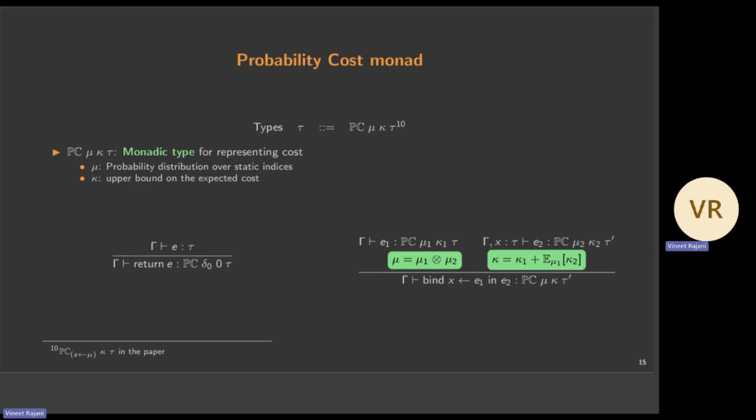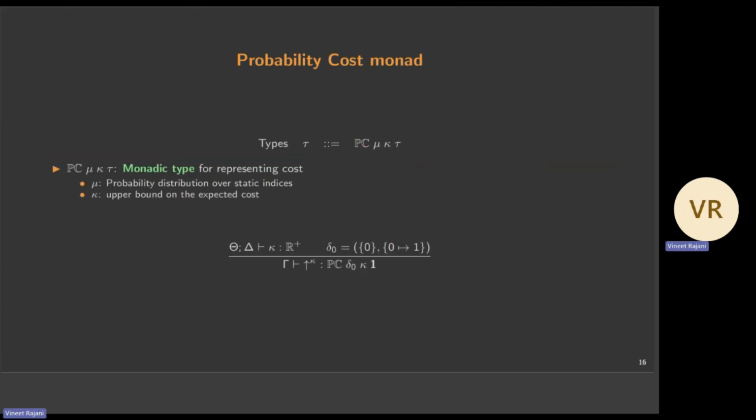Okay. Now only return and bind are not sufficient. We also need a construct to define cost models, like counting the number of mistakes in our RWM example and so on, right? And this is where the tick construct comes in. The tick, denoted using the up arrow kappa, is purely for the purpose of counting cost here. As a result, the type of tick is a monad over the unit type graded with a point distribution and kappa cost.